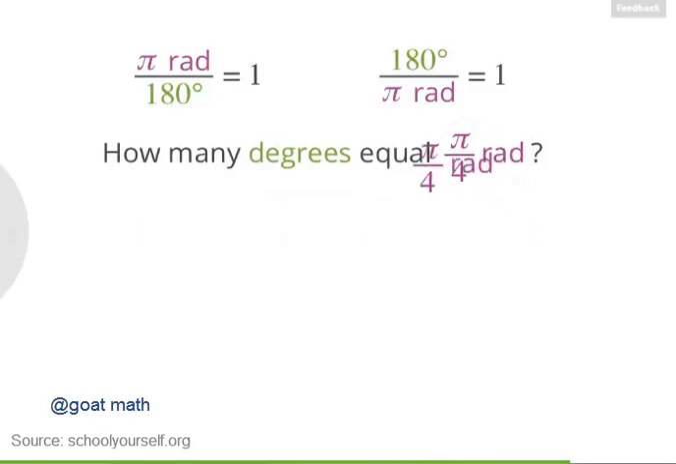Great job! You multiplied pi over 4 radians by 180 degrees over pi radians. The pi radians cancel, leaving you with 180 degrees over 4, which equals 45 degrees.